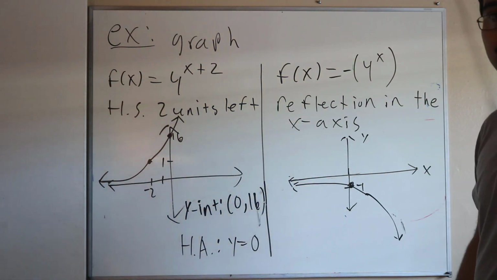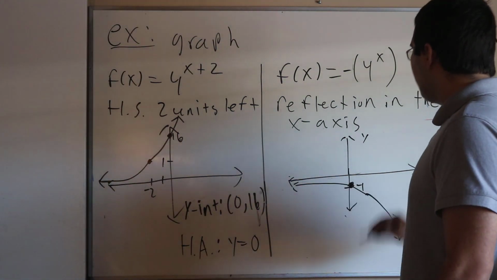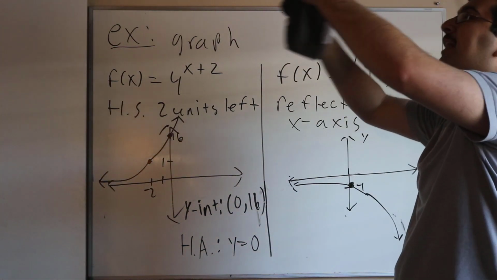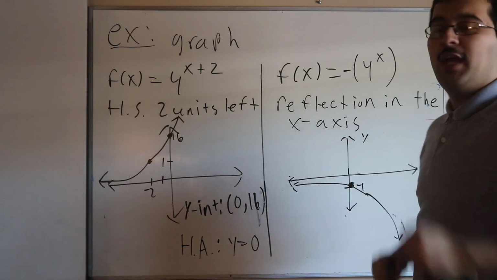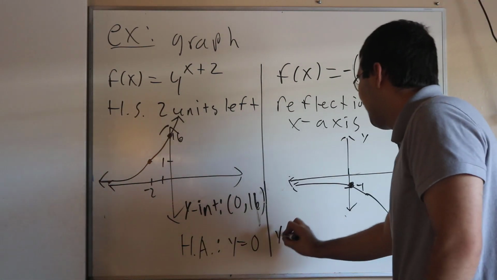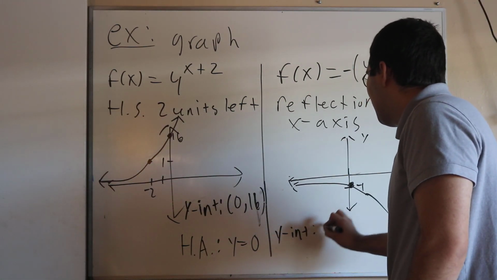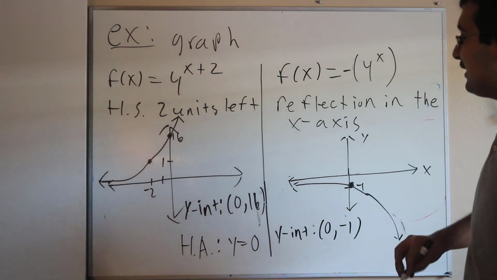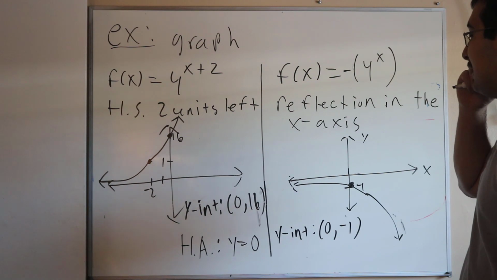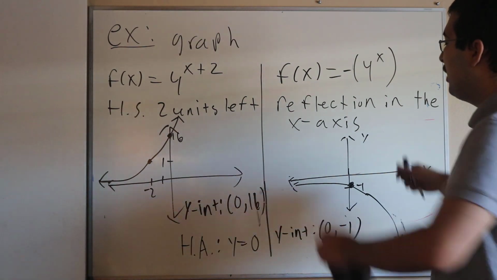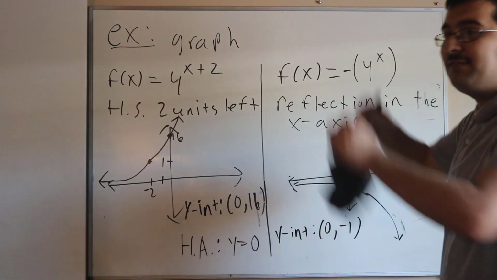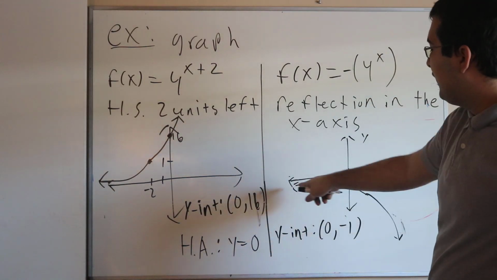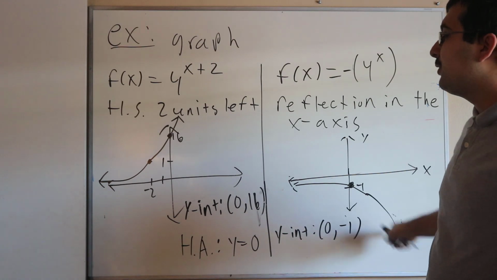That looks something like that. All right? Where before our y-intercept was 0, 1, we're going to take that point and fold it over, and unsurprisingly that means our y-intercept now becomes the point 0, -1. And that x-axis is still going to be the horizontal asymptote because we haven't really shifted the graph up and down. We've just done a fold, and so it's still keeping that same characteristic it had before.